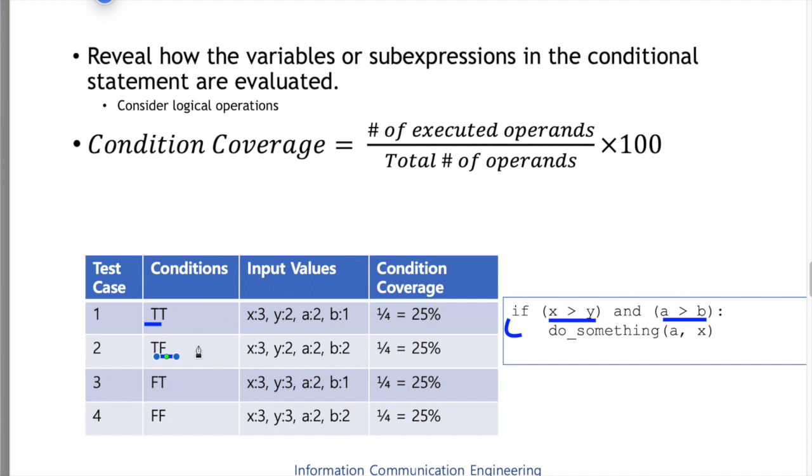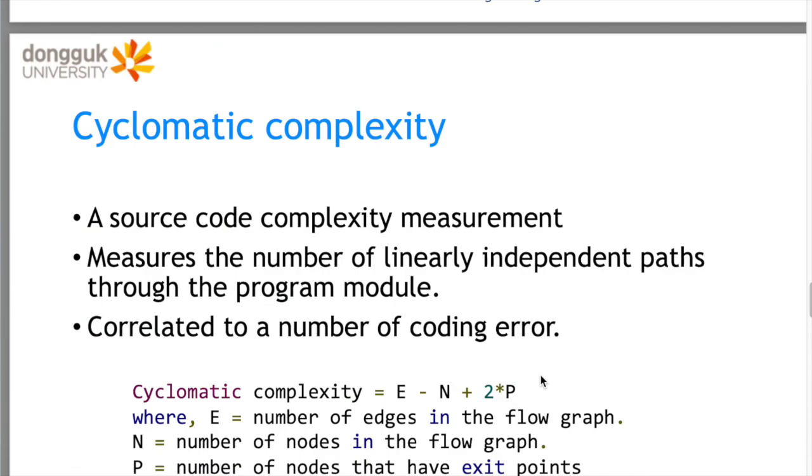So you have to design 4 test cases: true true, true false, false true, false false. Your example will be like this, and each test sample will cover only 1/4 of the conditions, but in total, by applying all the samples, you achieve 100% condition coverage. So that is condition coverage.